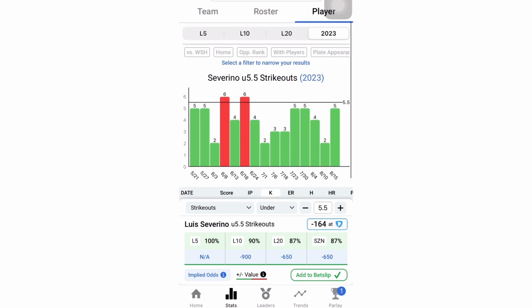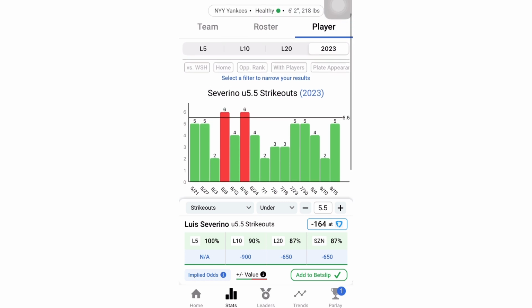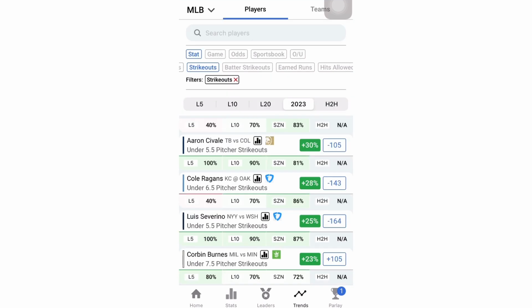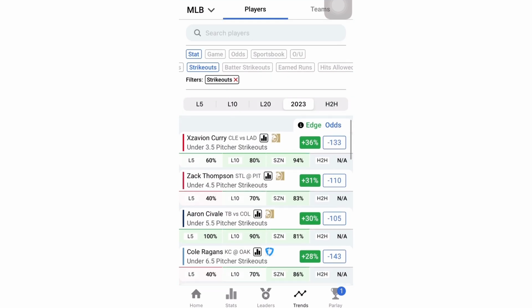So again, I hope this tutorial was helpful in breaking down the ways of finding edge and using trends to find edge, and then taking a deeper dive into each prop and really looking at what are the props I want to bet on tonight? What are the props I want to add to my parlays? Everything like that. So, hope the tutorial was helpful, and stay tuned for many more to come as well.